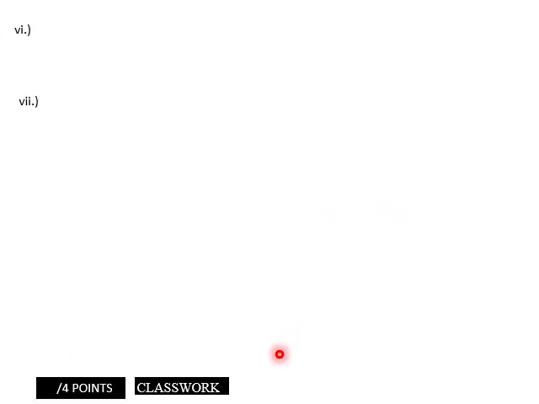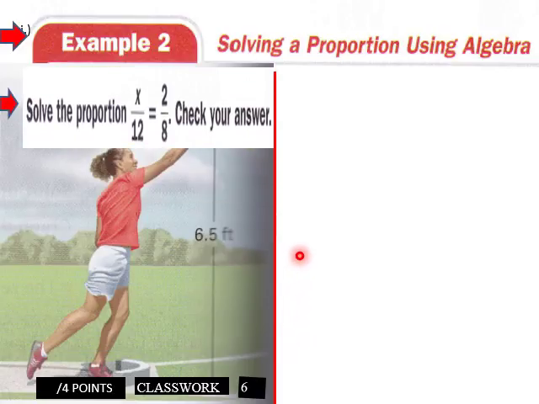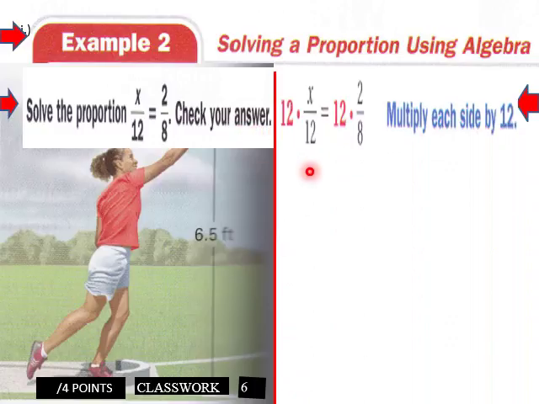And then into our next example: solve the proportion x over 12 equals 2 over 8, and check your answer. How would we solve that? We're just going to multiply through by 12. This is another way of solving it. These will cancel, will they not? So x would equal 24 over 8.